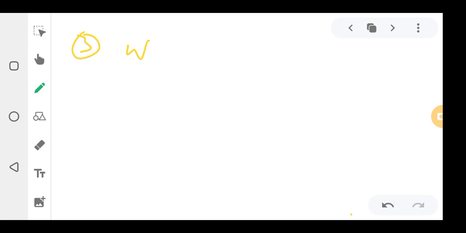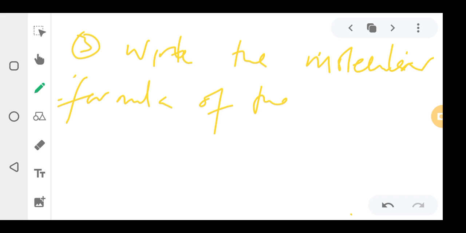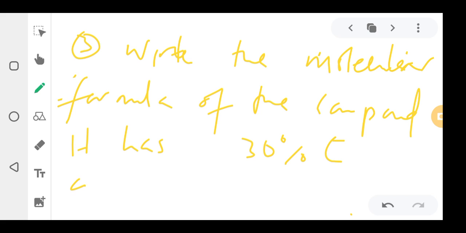Lastly, question 3. Write the molecular formula of the compound. It has 30% carbon and 65% hydrogen. Okay, try that one. So that's all. This is the end. Try those.